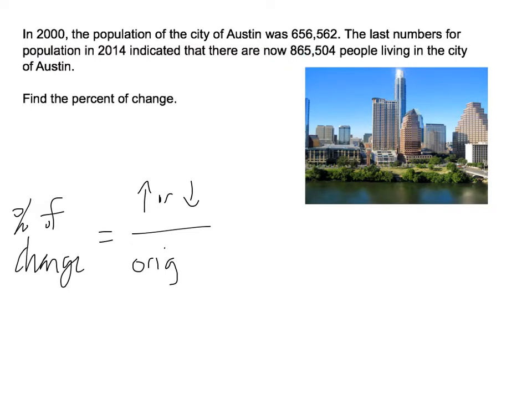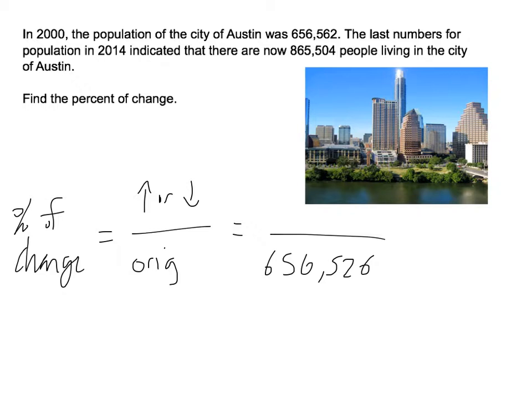And in 2000, how many were there? Well, 656,562. So I know the denominator is going to be 656,562. But now, what's going to go on top? Well, when it's a percent of increase, because it is, because you're going from this number up to this number, we're going to take the larger number minus the smaller. It's always going to be the larger minus the smaller.